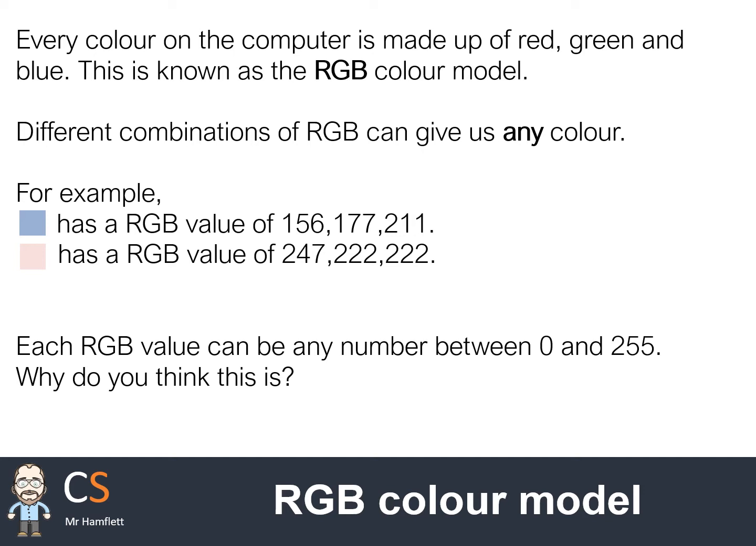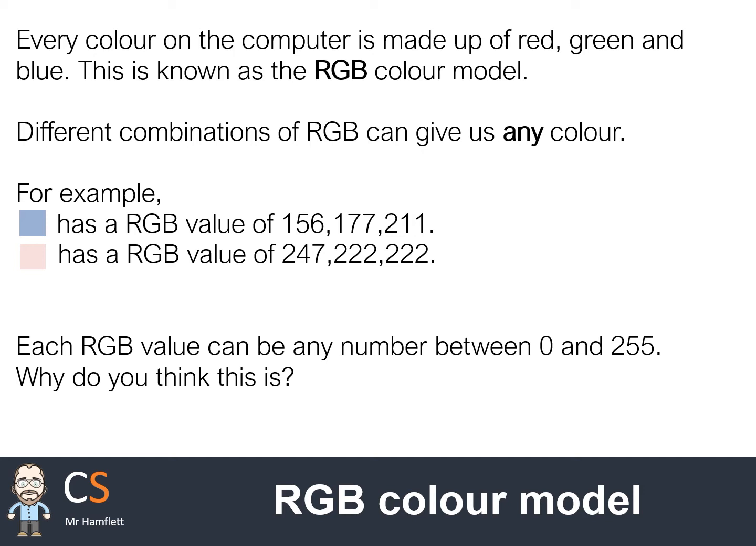What we're going to look at now is the RGB model, R standing for red, G standing for green, and B standing for blue. Now, if we have different combinations or different amounts of red, green, and blue, we can get any other color that you can think of.